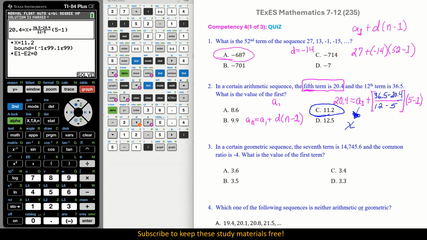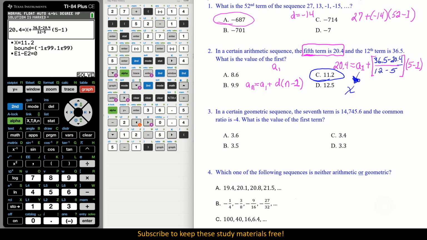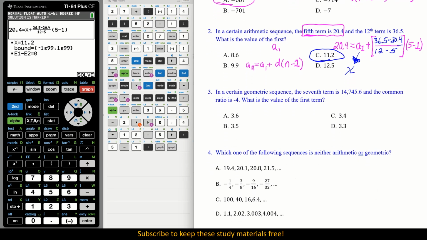Okay, now let's go to number 3. It says, here, let me go up all. Okay. In a certain geometric sequence, the 7th term is, and that's a nice long term, 14,745.6. And the common ratio is minus 4. What is the value of the first term? That's the a sub 1.